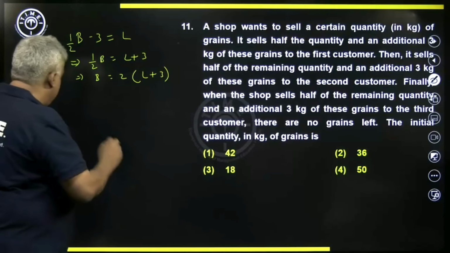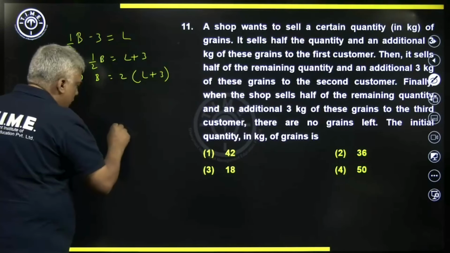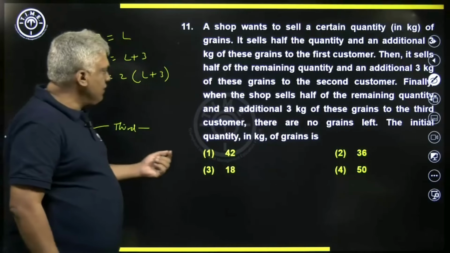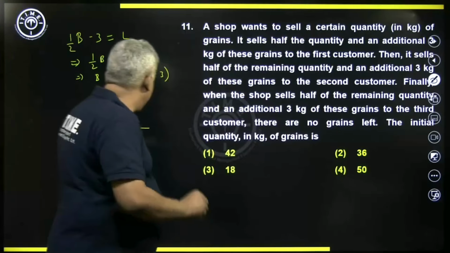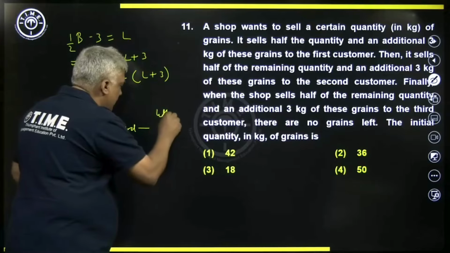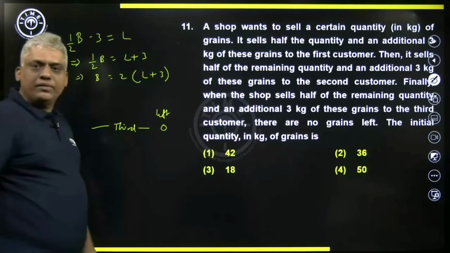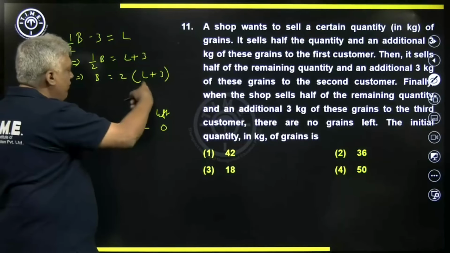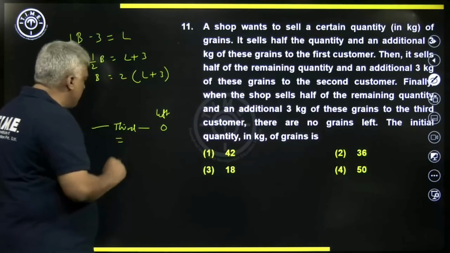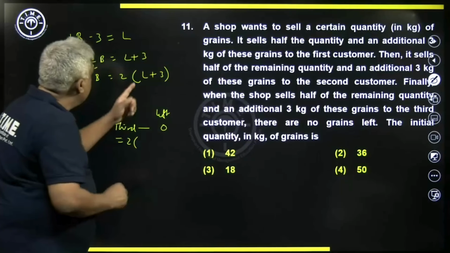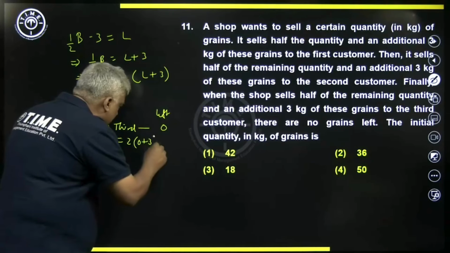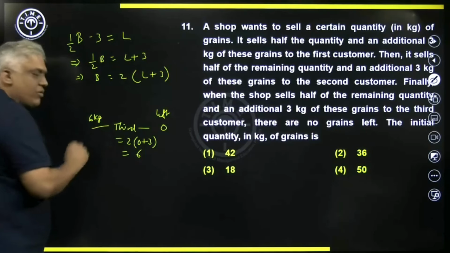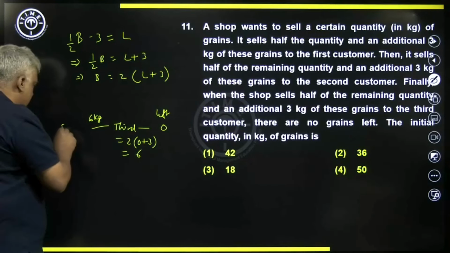Now, the third customer. After selling to the third customer, no grain was left, so left is 0. Before selling to the third customer, how much grain was there? Put 0 here. It was 2 into 0 plus 3, that is 6 kg. So before selling to the third customer, 6 kg of grain were there, that is after the second customer.